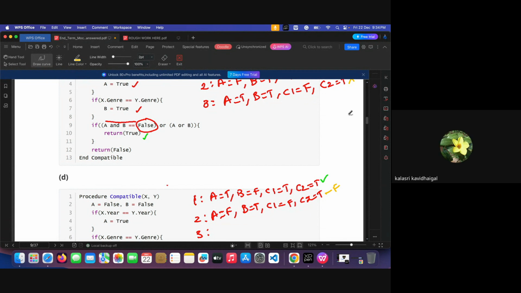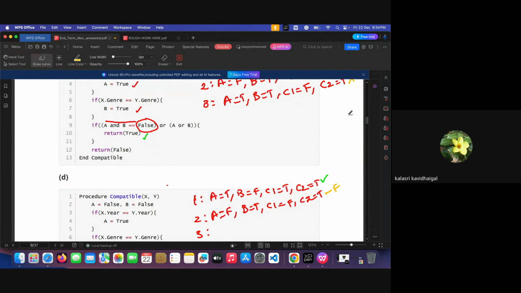Actually, we are checking the condition A and B. If A is true and B is true, it will be true, so it is not false. If A is false and B is true, then it will be false only. Like that, we have to check, sir. Then the right answer will definitely come.